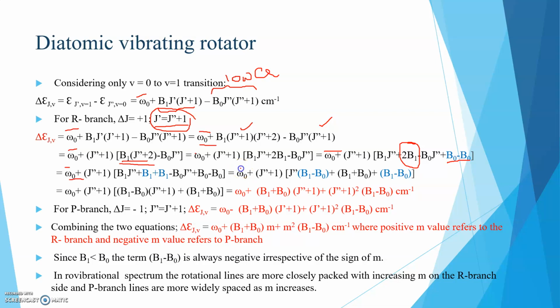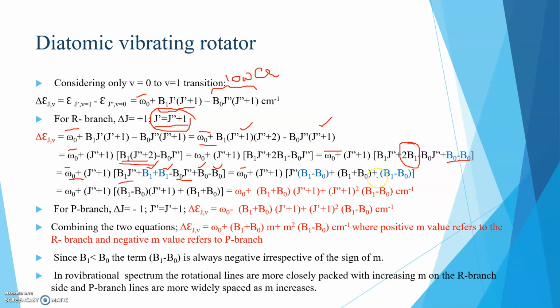And now, you can see that for B1 J double dash, you're going to take these two terms together, and you can write B1 plus B0 as one term, and you're going to rearrange the terms into B1 minus B0. Omega bar 0 is equal to (J dash plus 1) J double dash into (B1 minus B0) plus B1 plus B0 plus B1 minus B0.